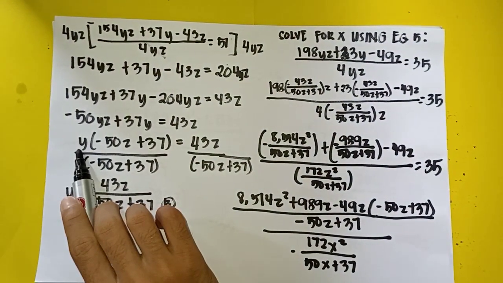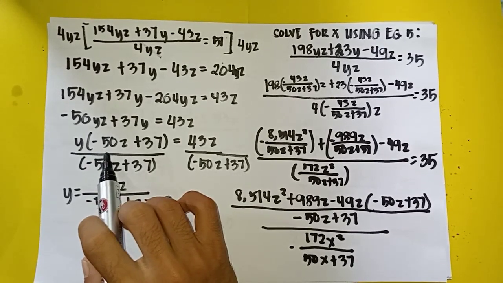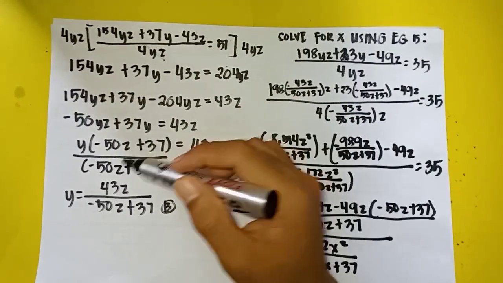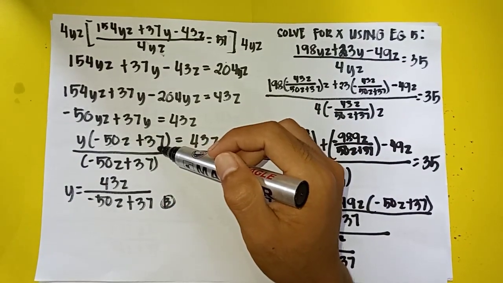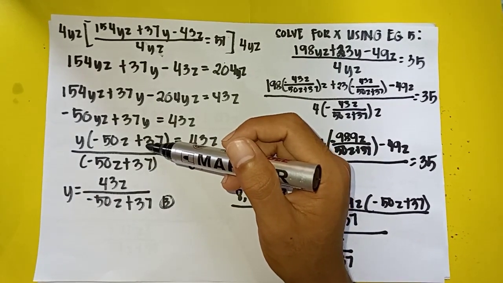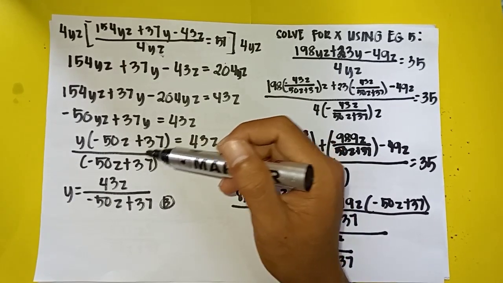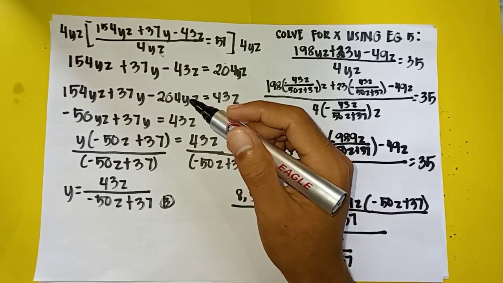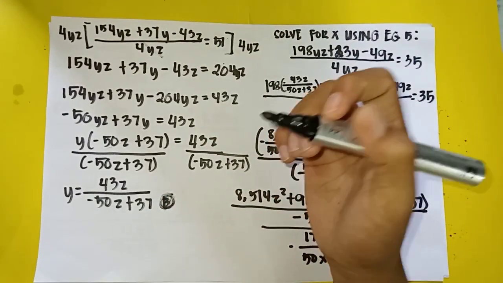Then we'll factor out y, so it will be y times negative 50z plus 37 equals 43z. To cancel this, we will divide both sides by negative 50z plus 37. So y is equal to 43z over negative 50z plus 37. So it is our equation B.